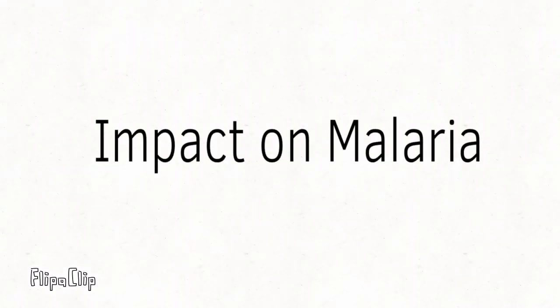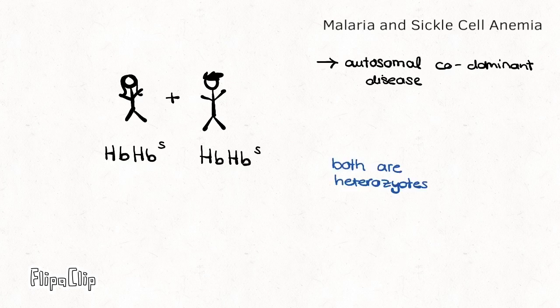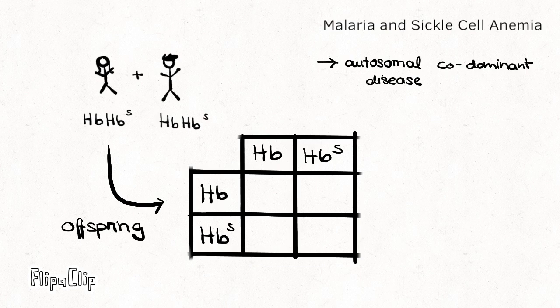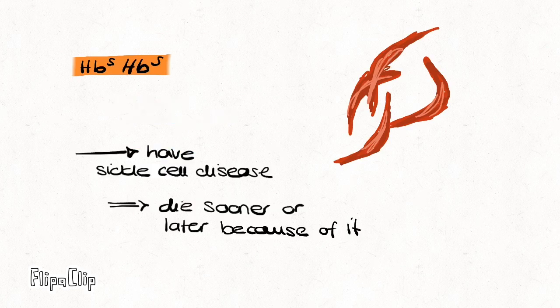Now, what is the impact of this disease on malaria? The disease is an autosomal codominant disease. Here you can see both of these persons are heterozygotes, where HB does not have sickle cell anemia and HBS does have sickle cell anemia. So if they have offspring, 25% of this offspring will be sickle cell homozygotes. Therefore, they die sooner or later due to the disease. The average death age of men is 42, while the average death age of women is 48.